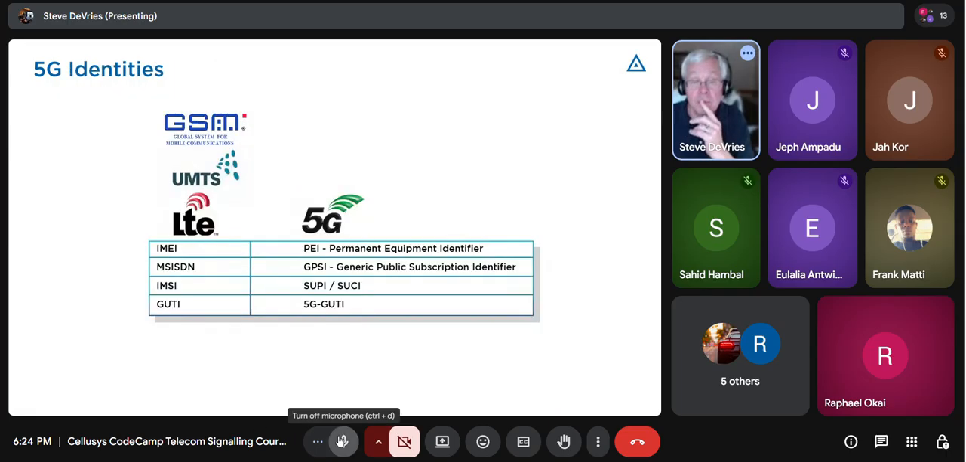Okay, excellent. So this is just showing some of the identities. Your telephone number has always been known as your mobile station ISDN number. Now it's called the GPSI. Your IMSI, your International Mobile Subscriber Identity, it's still there, but now it's your private identity, concealed identity. And this is your global telephone identifier, and that's now called the 5G global. That's your temporary number that's assigned to you. So again, not important here, but just keep in mind there are some changes in the identities.